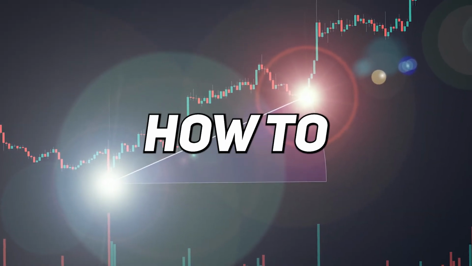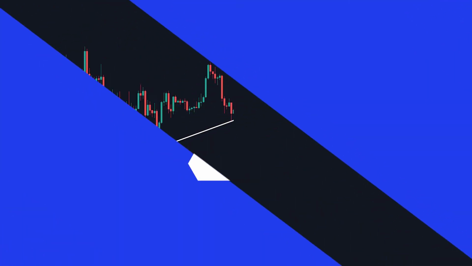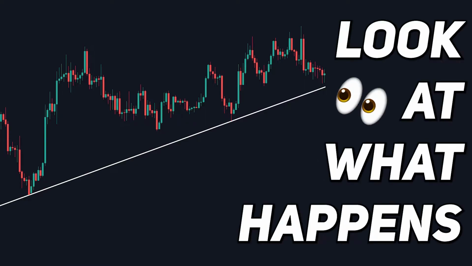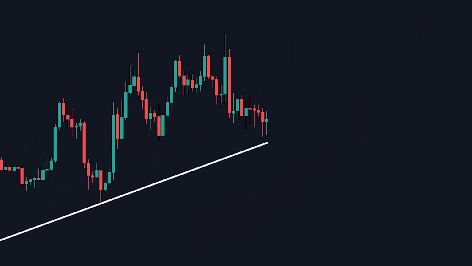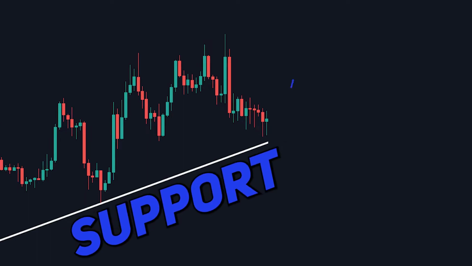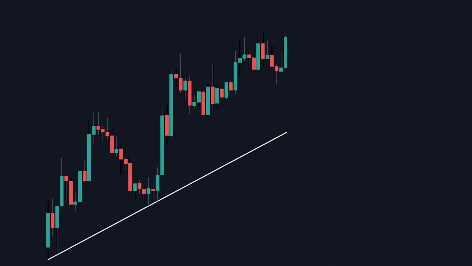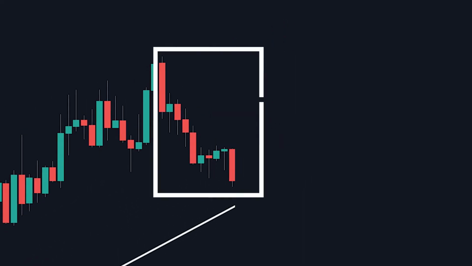Now we need to know how to trade this trend line. If the price actually comes and revisits this trend line again, you need to look at what happens before making a decision. Is price going to use it as support or resistance and bounce off of it? Or is price going to break the trend line? And the best way to tell if price is going to bounce off of a trend line is to watch the price action as it approaches.